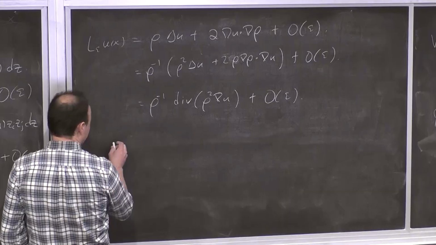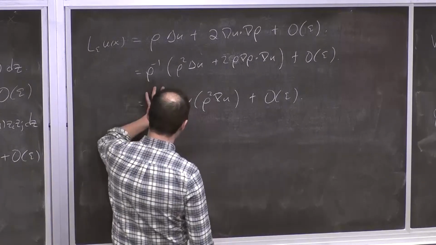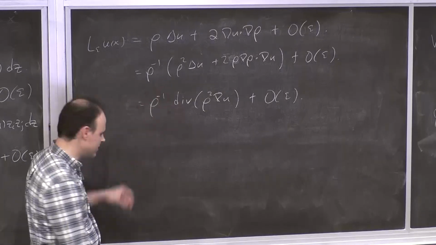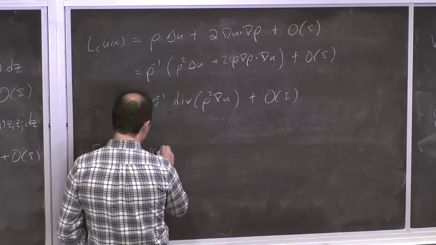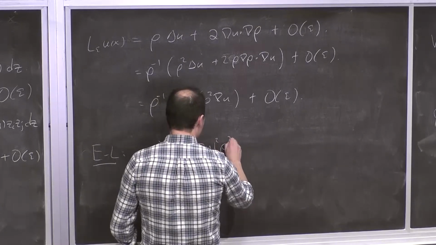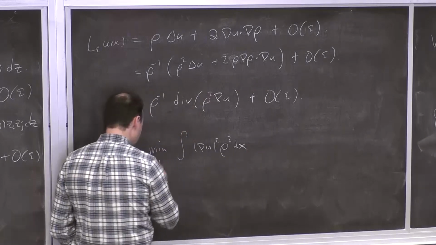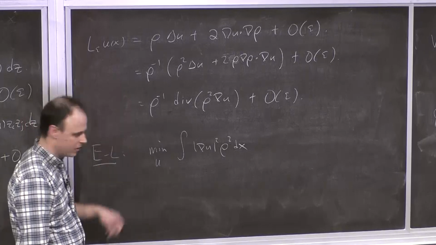So what is this? This is equal to 0, so I can drop that if I like. And so this is just the Euler-Lagrange equation for the problem: minimize the integral of grad u squared times rho squared dx. Okay. So this is the variational problem corresponding to this Euler-Lagrange equation.